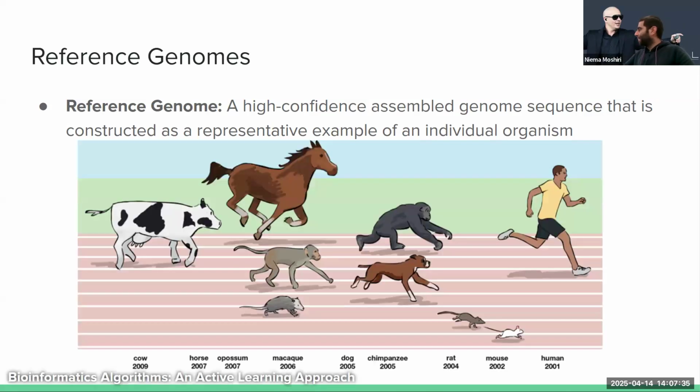So here's just a brief history of various different species and when their genome sequences were obtained. The human genome sequence was actually produced in 2001. I think that predates everybody here, which is pretty crazy to me. Wow, I was in elementary school. Okay, so the Human Genome Project ended in 2001.